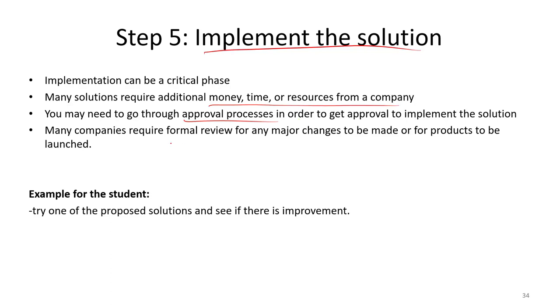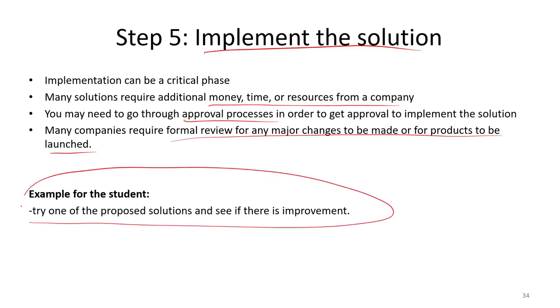For example, in manufacturing, there's often a very formal review process that needs to be followed for any changes or updates made to products. For the student's case, the best approach would probably be to try a proposed solution and then monitor for improvement. Depending on whether or not there's improvement, adjustments could be made to the solution.